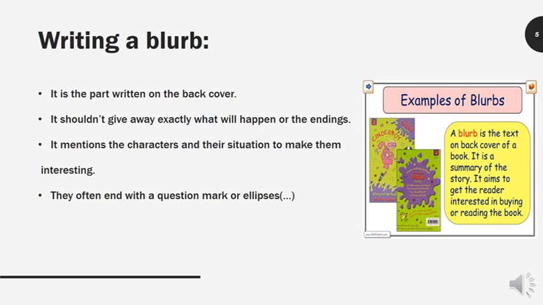Then, it mentions the characters and their situations to make them interesting, but again, will not give any other details, not the important details anyway. And finally, it always ends, or let's say often ends, with a question mark or ellipses. And by now you should know the meaning of ellipses, which is the three dots at the end, which means there is something to be continued or something missing here.